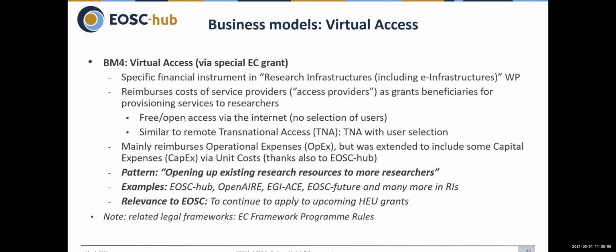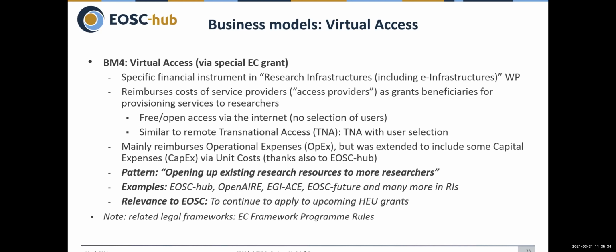The virtual access is provided free and openly via the internet, so there is no selection of users. Another variation of this is the transnational access, which can be both, let's say, physical and remote. And in this case, TNA has a user selection. Virtual access reimburses mainly the operational expenses, but can also be extended to include some capital expenses via the unit costs.